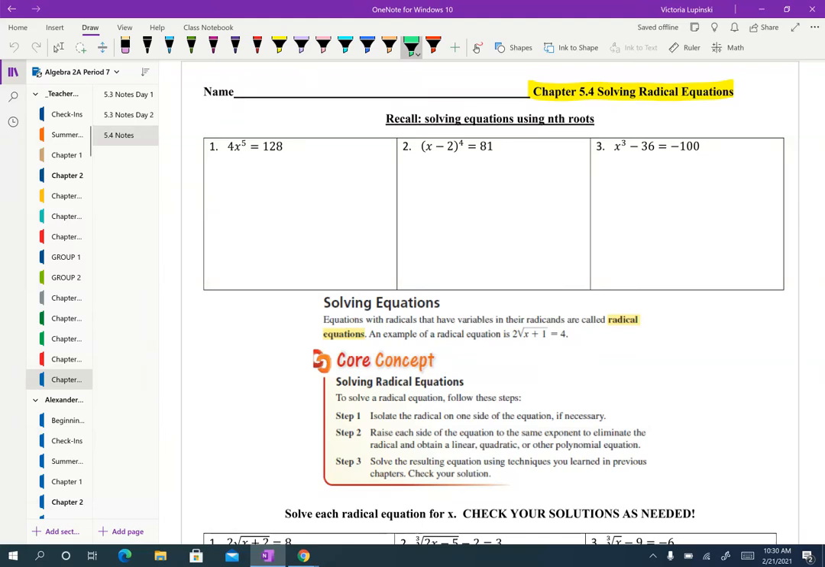All right, welcome everybody. Today we're going to talk about section 5.4, and this is all about solving radical equations. The truth is, you already did the exact opposite of this procedure back in section 5.1 when you were solving using nth roots. So we're going to do a couple of review problems with that technique before we do the opposite here in 5.4.